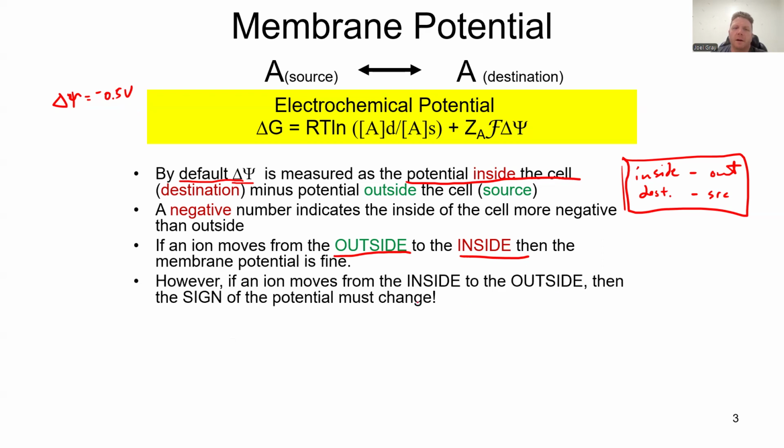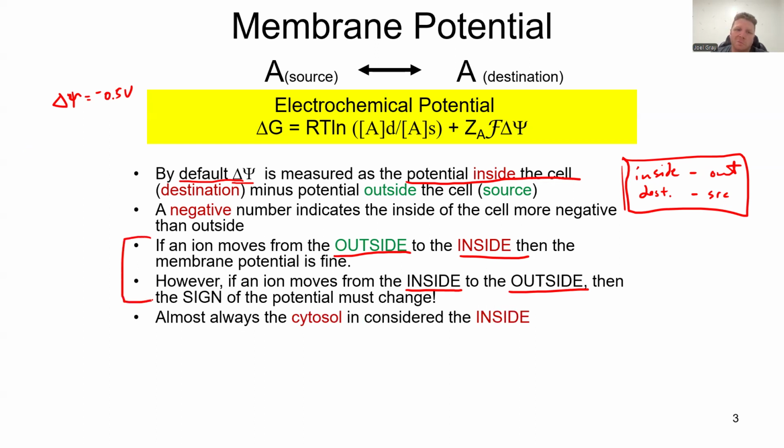Now, if an ion, however, moves from the inside to the outside, then the sign of the membrane potential must change. We'll see this in just a second, but I think it's always challenging when you see a question where you're like, oh, I have this value. Do I need to change it? Do I need to make the negative value positive? Do I need to make the positive value negative? And the answer is yes, in these circumstances.